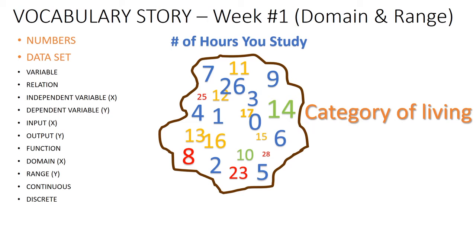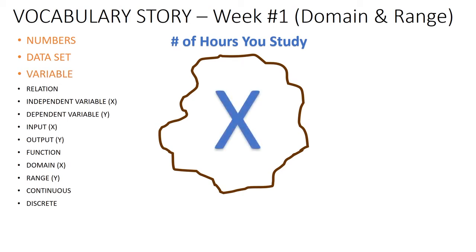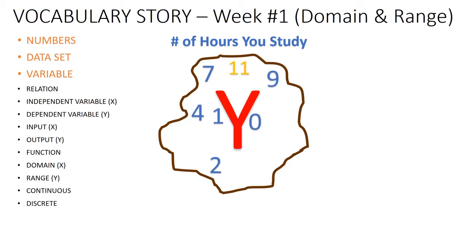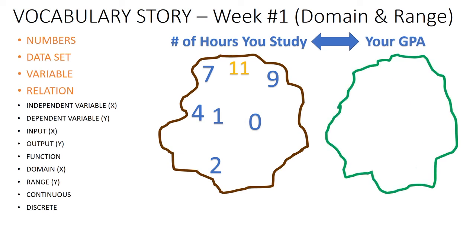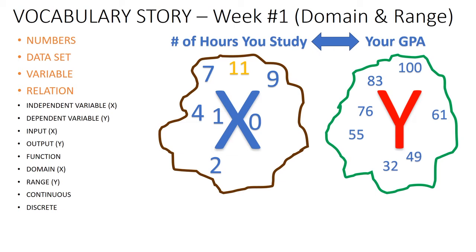When the various values of a data set are represented by a letter like X or Y, we call the letter a variable, because the values that X or Y represent can be various amounts. When two data sets are related to each other, we call it a relation. We know that they are related because one data set depends on the other.